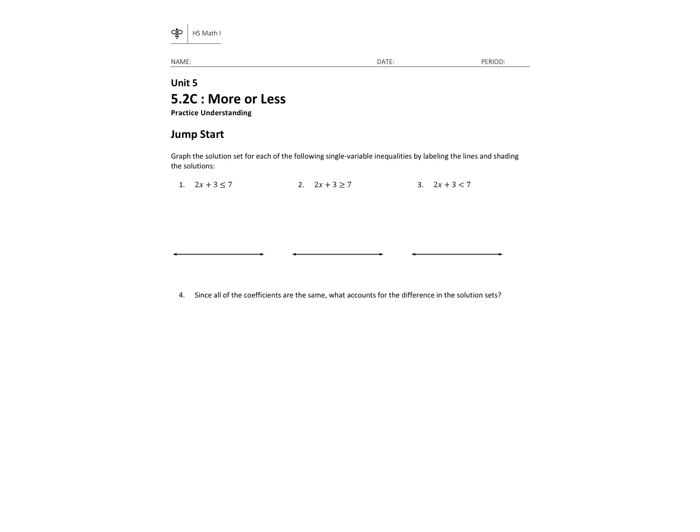This is the video notes for the 5.2c more or less activity. This activity starts with a jump start and it asks us to graph 3 inequalities. So I'll go ahead and do that.